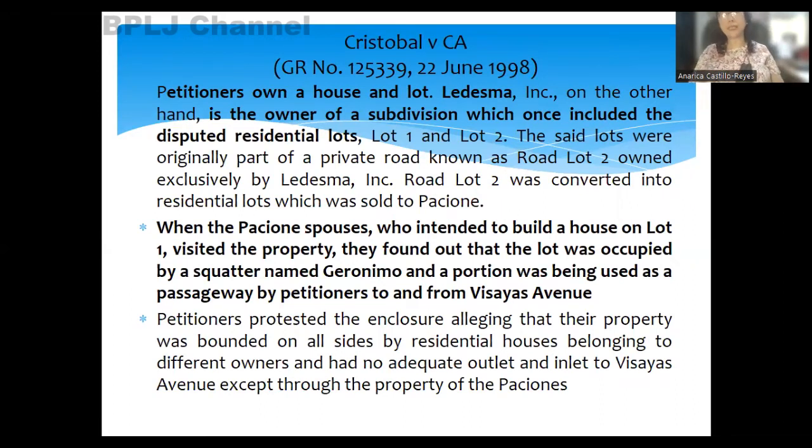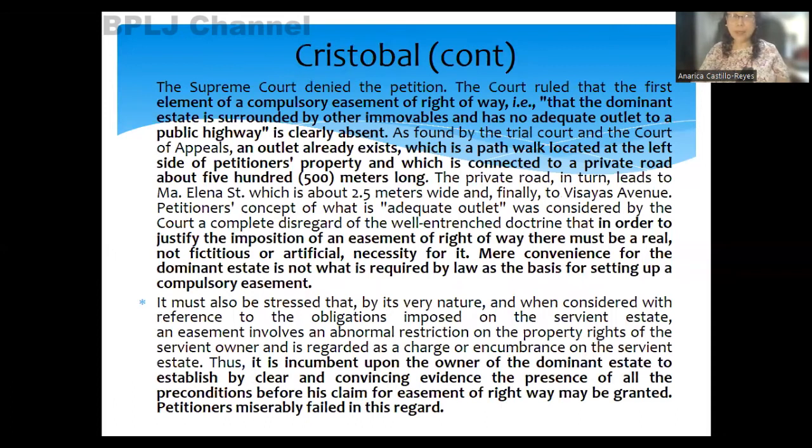Petitioners own a house and lot. Now, Ledesma is the owner of a subdivision which once included the disputed residential lot. The said lots were originally part of a private road owned exclusively by Ledesma. Now, Road Lot 2 was converted into residential lots which were sold to Pasione. Now, when the Pasione spouses, who intended to build a house on Lot 1, visited the property, they found out that the lot was occupied by a squatter named Geronimo, and a portion was being used as a passageway by petitioners to and from Visayas Avenue.